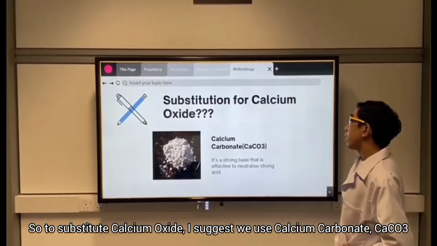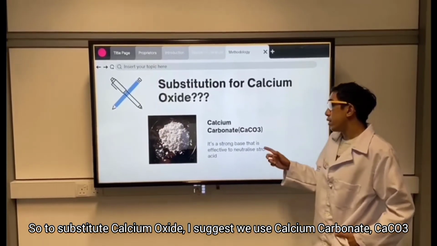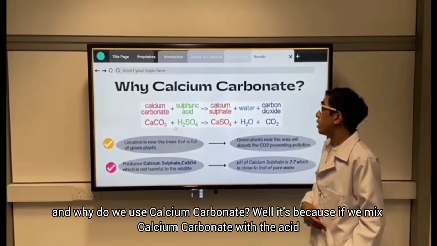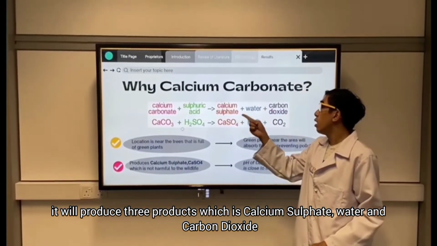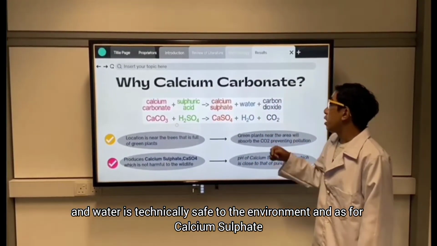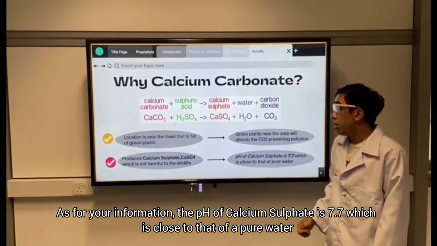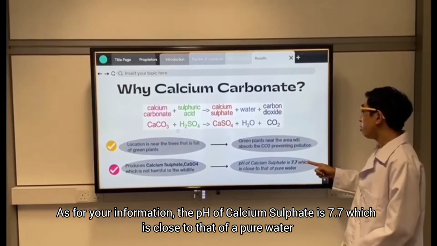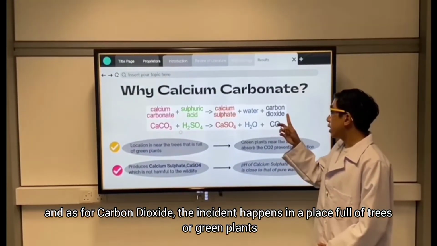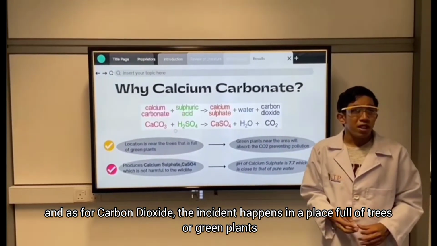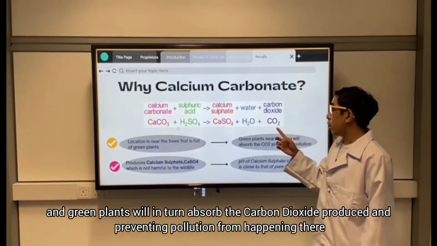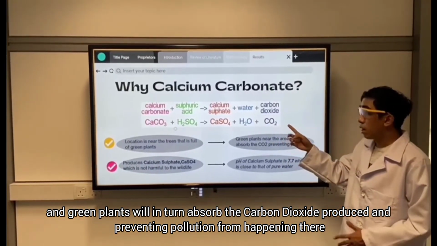So to substitute the calcium oxide, I suggest that we use calcium carbonate, CaCO3. And why do we use calcium carbonate? Well, it's because if we mix calcium carbonate with the acid, it will produce three products, which are calcium sulfate, water, and carbon dioxide. And water is technically safe to the environment. As for calcium sulfate, the pH of calcium sulfate is 7.7, which is close to that of pure water, so it's not harmful to wildlife. And as for carbon dioxide, the incident happened near a place full of trees and green plants, and green plants will absorb the carbon dioxide produced, preventing pollution from happening there.